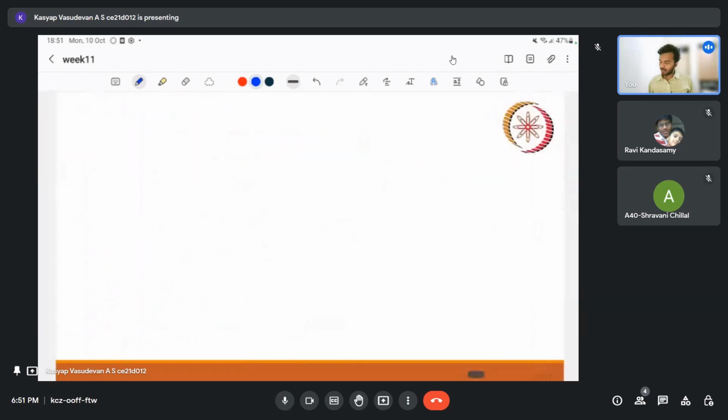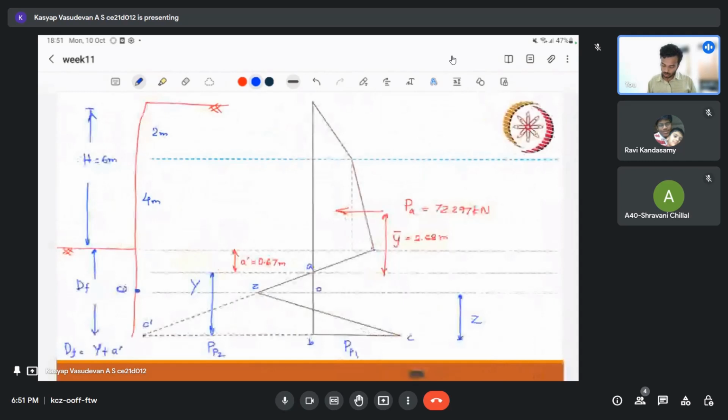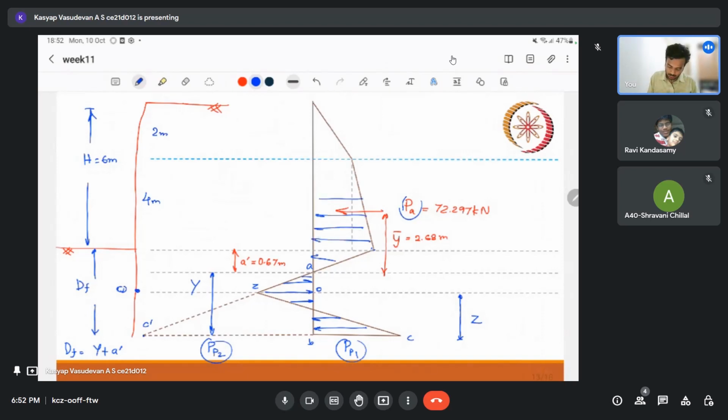Now we can solve. pp2 we have, pp1 we have in terms of y, pa also we know. There is no problem with respect to pa because we already know the values and the position. But when it comes to the bottom, below this point A, we will subtract in order to get the other two figures.